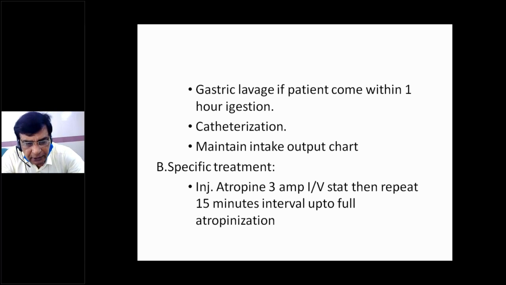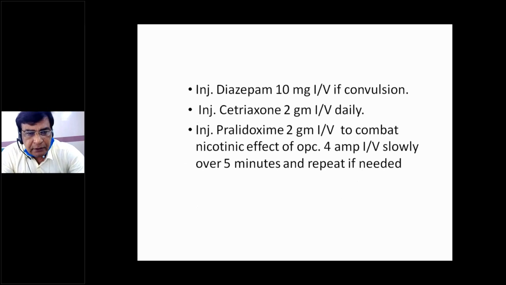Specific treatment: injection atropine 3 ampule IV stat, then repeat at 15 minute intervals up to full atropinization. Injection diazepam 10 mg if convulsion present. Injection ceftriaxone 2 gram IV daily should be given. Injection pralidoxime 2 gram IV to combat nicotinic effect of OPC. And 4 ampule, 2 gram IV slowly over about 5 minutes, and it can be repeated if required.